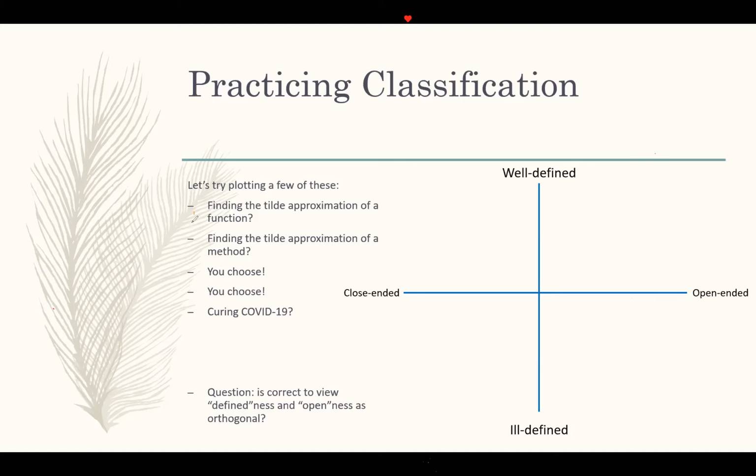Let's try plotting these. I'm going to put some numbers on there. For the first one, finding the tilde approximation of a function, can you draw me a little one where you believe it would go? How open-ended is it? How well-defined is it? Where would my number one go here?